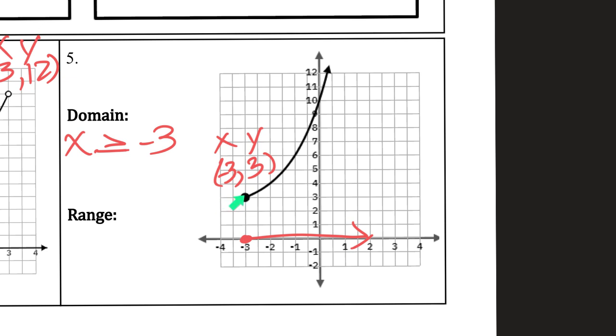Next, for my range, I have to ask myself, is my arrow going up or down? I know it's going to be my Y, and it's going to have 3. I just got to figure out my sign. If I look at my range, the Y, the arrow is going up. So it's going to be greater than or equal to +3.